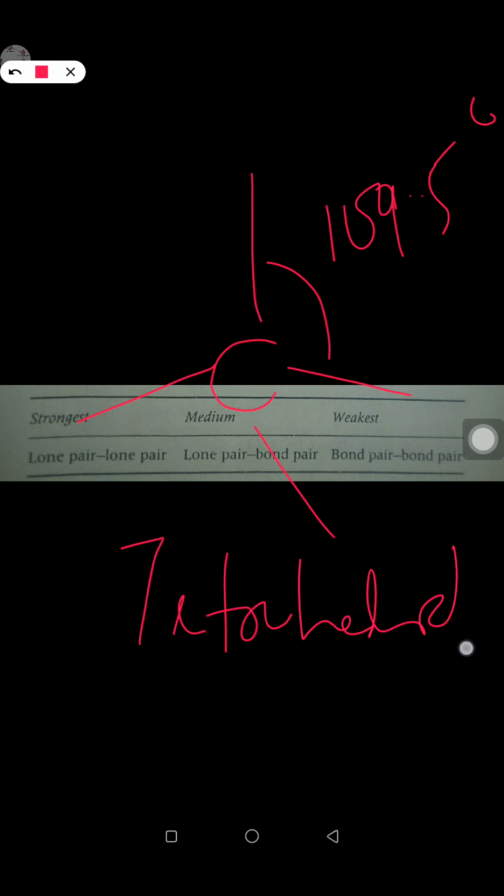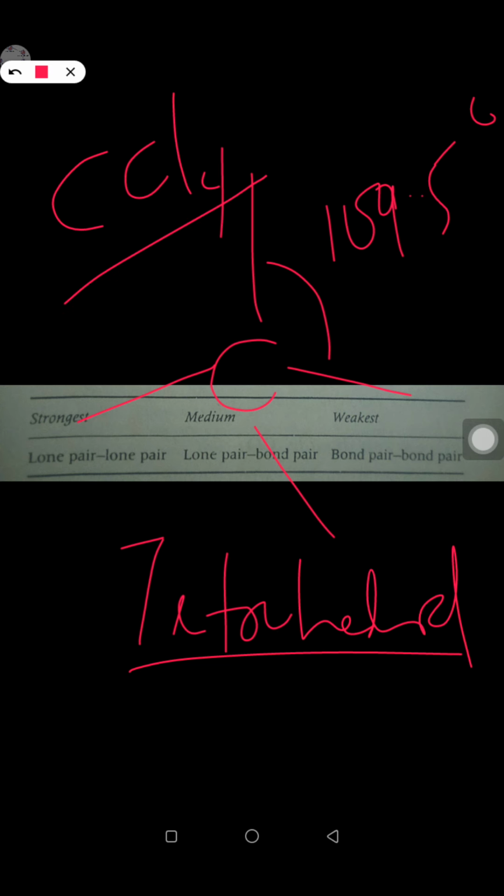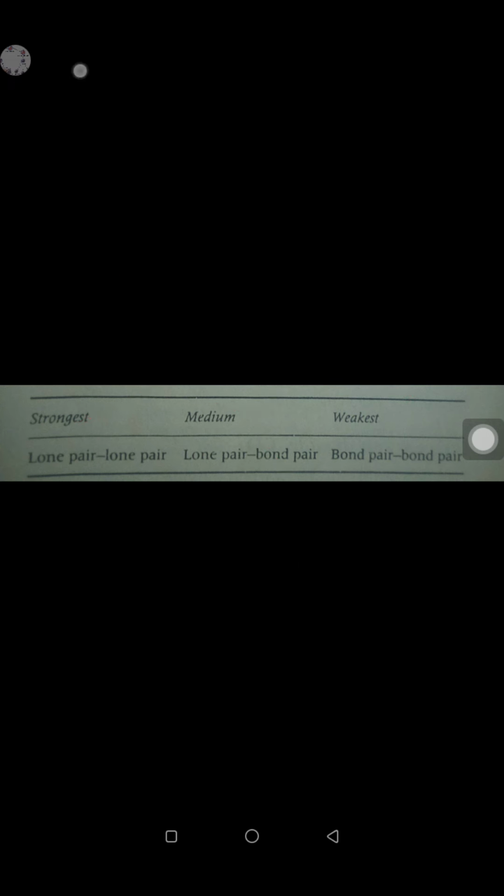Okay, tetrahedral means four. Four hydrogens arranged. You can also have this in the case of CCl4. Okay, tetrahedral, and so on and so forth. That's for methane: tetrahedral, and the bond angle is 109.5.